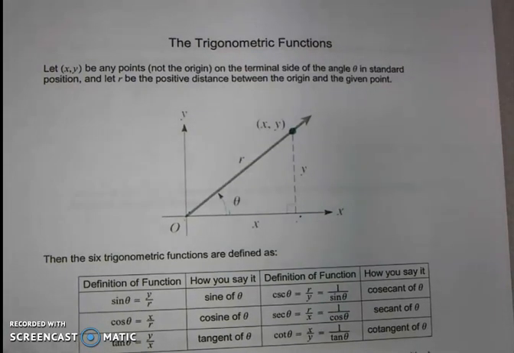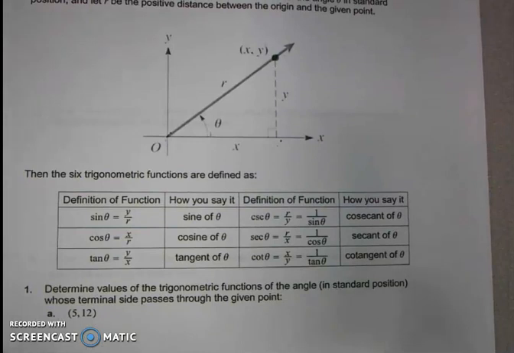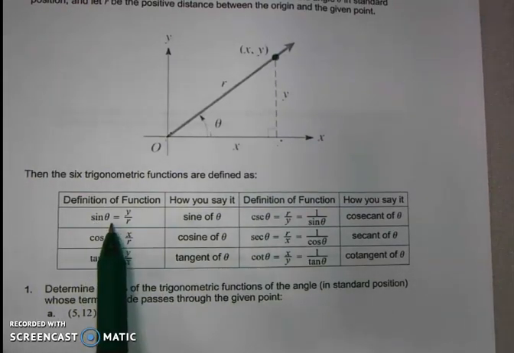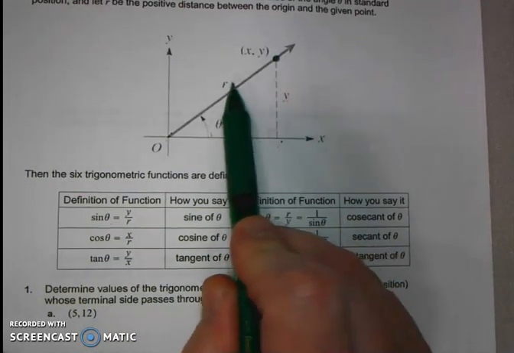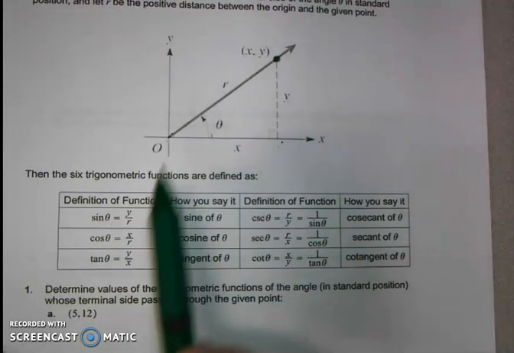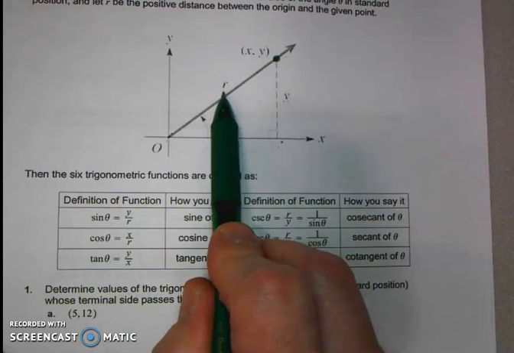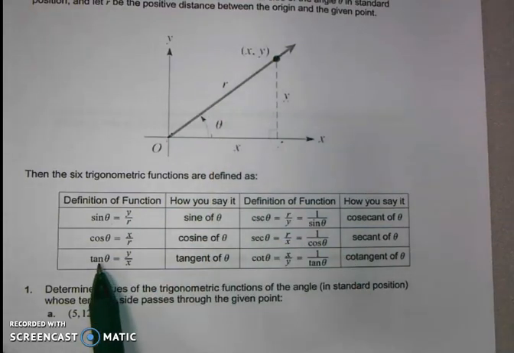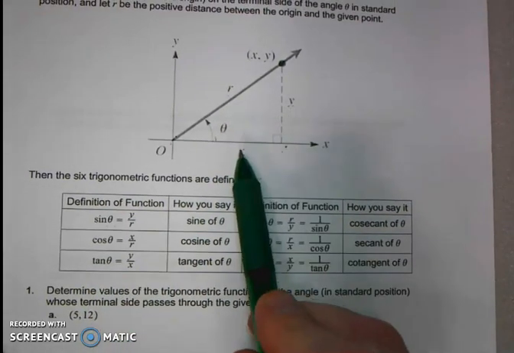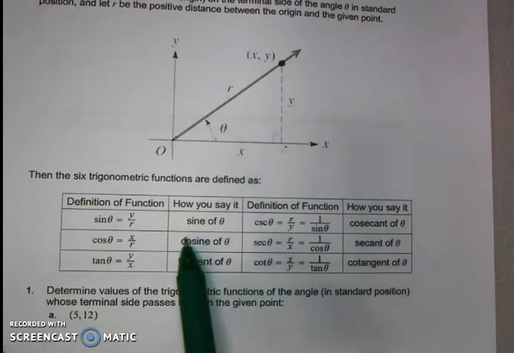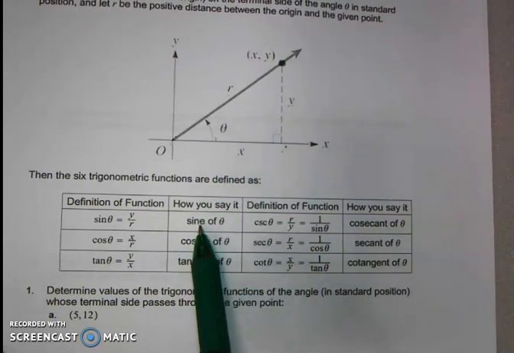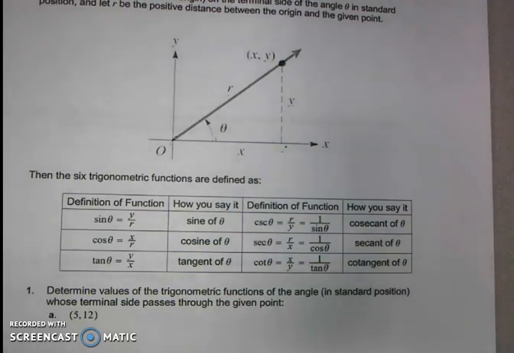Then here are our 6 trigonometric functions. We have sine of theta. Sine of theta is y divided by r. Cosine of theta is the x value divided by r. And tangent theta is y over x. And you can see how to state each of these: sine, cosine, tangent. Then we have what are known as the reciprocal functions.